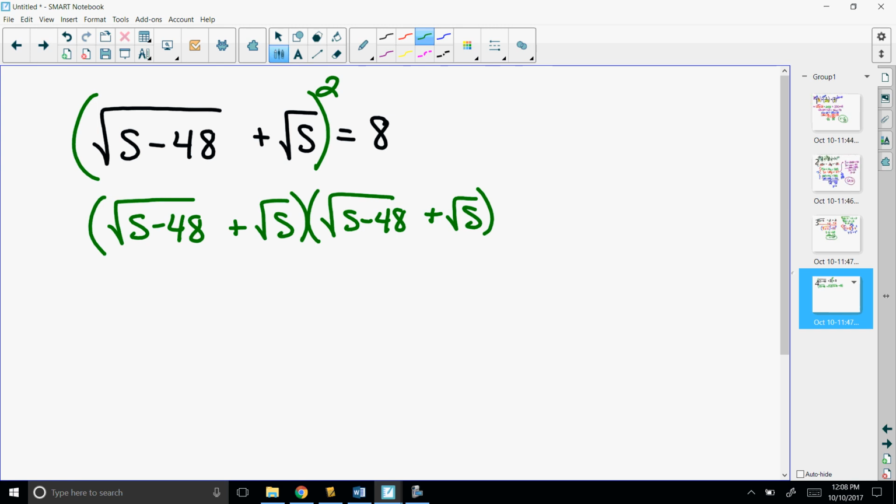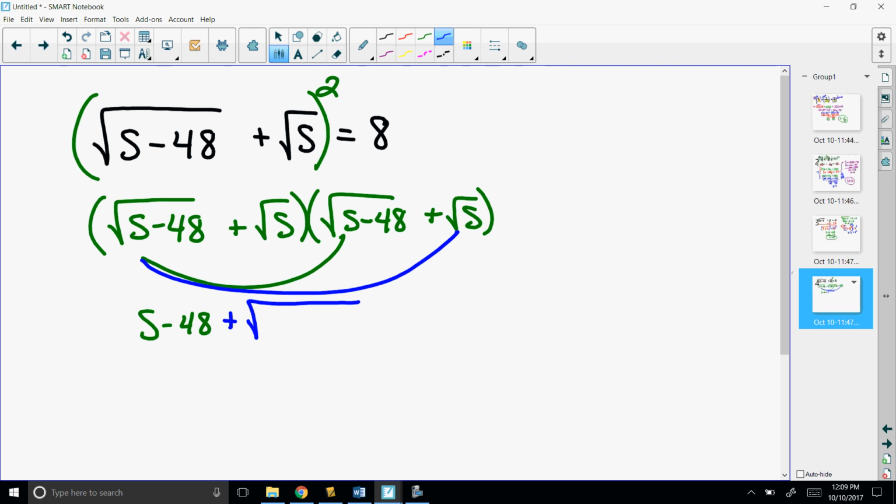What happens when you multiply the firsts times each other? You get s minus 48. That's not too bad. But if I multiply the outer together, you're going to get plus the square root of... when you're multiplying radicals together, what's the square root of 3 times the square root of 2? Square root of 6. You multiply the radicand values together.